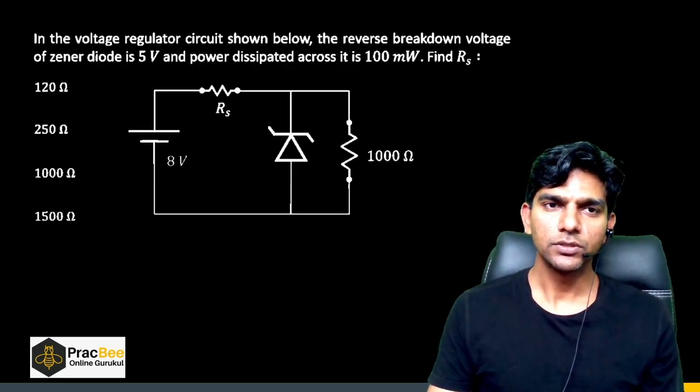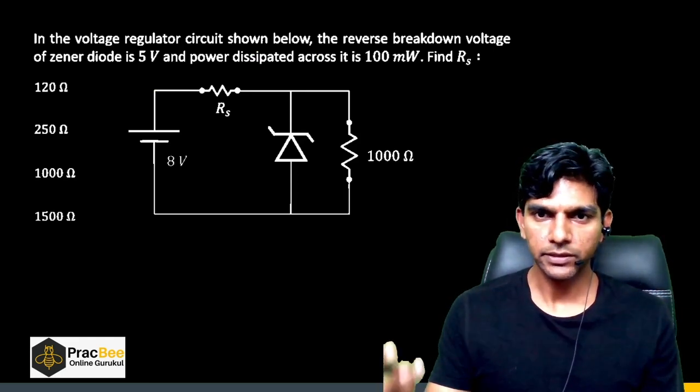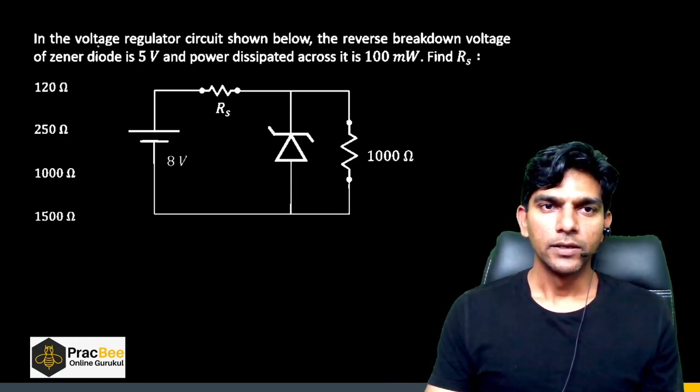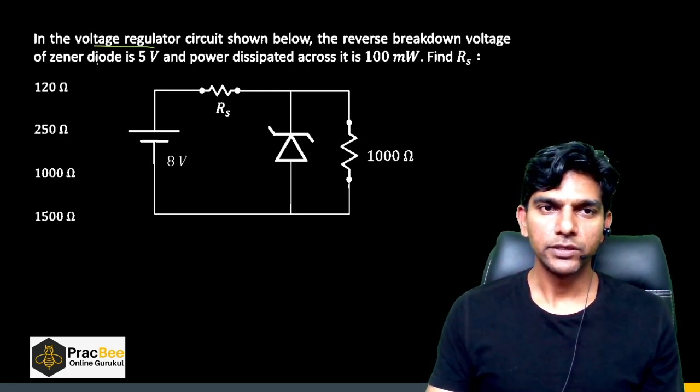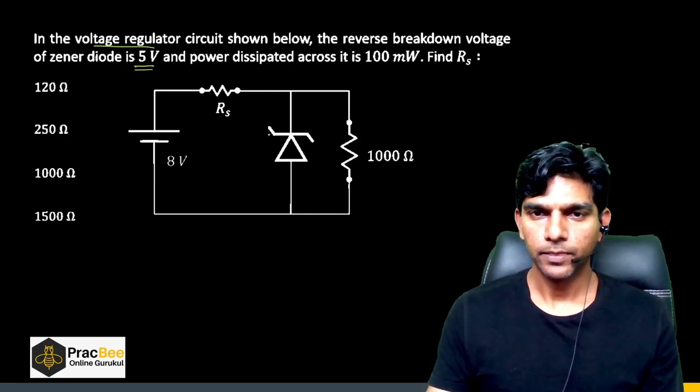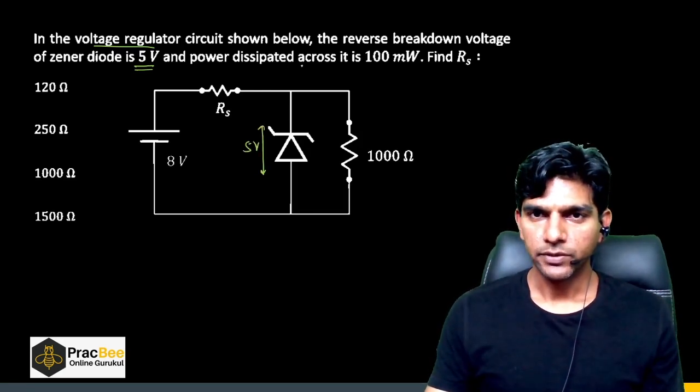Now the next question, or the last question of this discussion, is from semiconductors and it is from the Zener diode. In the voltage regulator circuit shown below, the reverse breakdown voltage of the Zener diode is 5 volt. So here the potential drop is given as 5 volt. Power dissipated across it is 100 milliwatt.